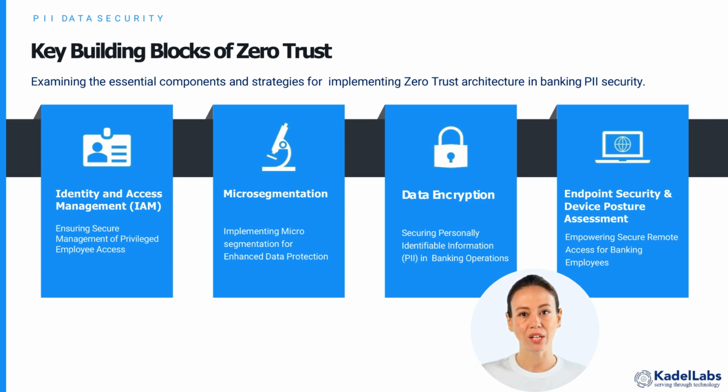We'll focus on four critical components: identity and access management, or IAM, ensuring that only verified users have access to the network; micro-segmentation, isolating parts of the network to contain any potential breach; data encryption, protecting sensitive data, both in transit and at rest; endpoint security and device posture assessment, ensuring that all devices accessing the network are secure and meet predefined security standards. These components are integral to implementing zero trust effectively, and we will explore each one in more detail in the following slides.